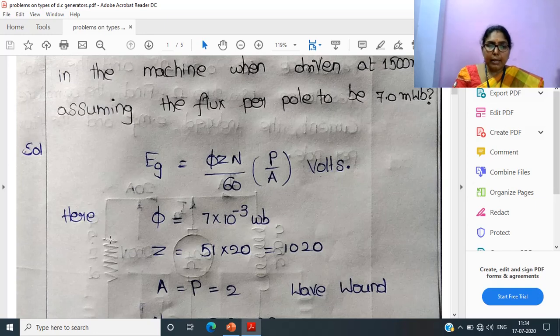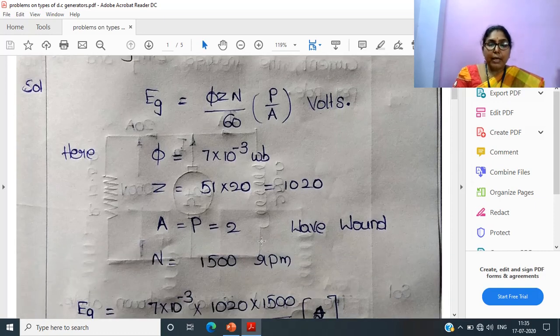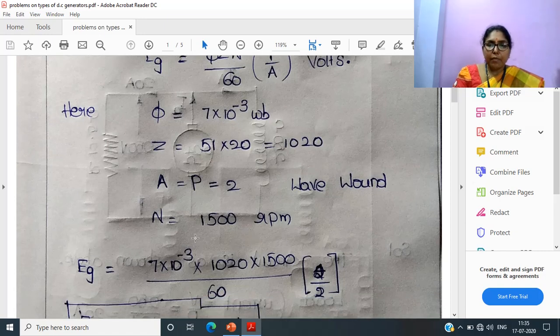Now I am writing here the flux per pole they have given: 7 into 10 power minus 3 webers. They mentioned it is milli, so into 10 power minus 3. And the total number of conductors, the formula is number of slots into conductors per slot. 51 slots and 20 conductors per slot. Together it will give you 1020 conductors. Now they mentioned it is a wave wound, so A equal to P equal to 2. What is A? Number of parallel paths. P is the number of poles. So it's nothing but 2 in case of a wave wound. And the speed mentioned is 1500 RPM.